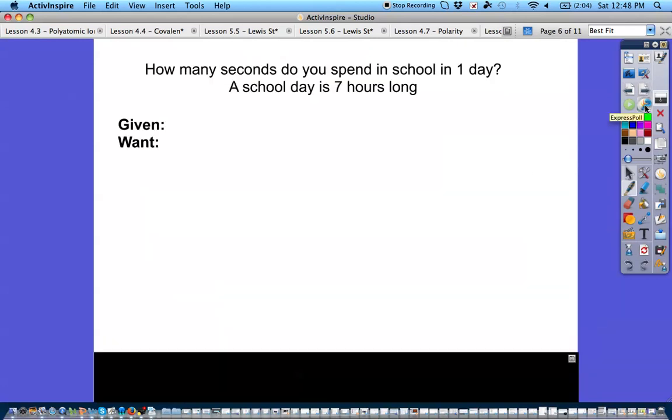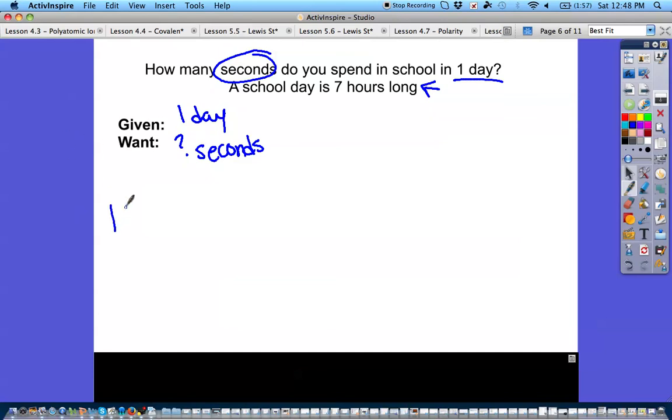So some other examples using dimensional analysis. How many seconds do you spend in school in one day if a school day is 7 hours long? So what we are given in our problem is 1 day. This is what we're given. We want to know how many seconds. This is our conversion factor here. So we want to know seconds. And I typically underline what I'm given, circle what I want to find when I'm drawing these.